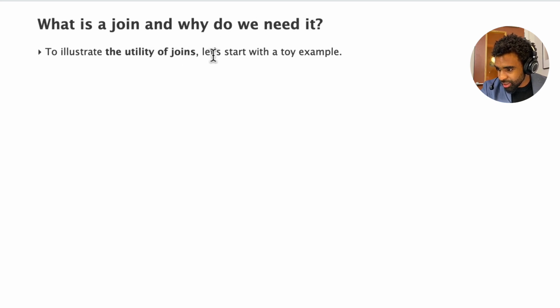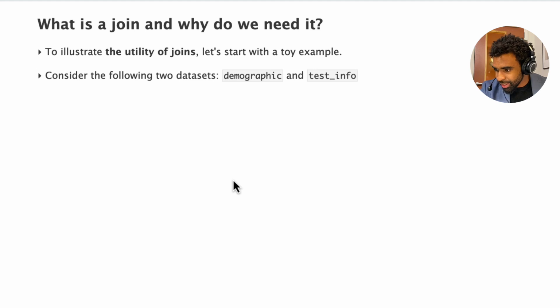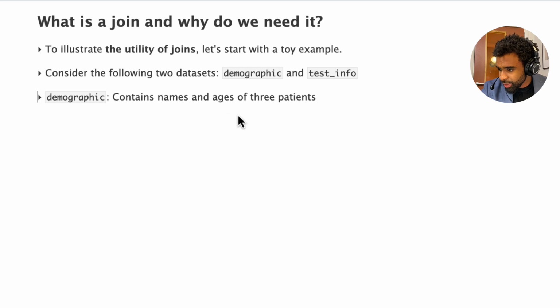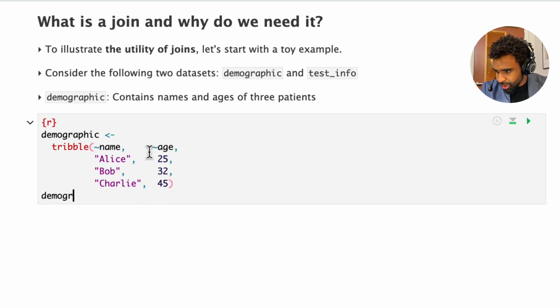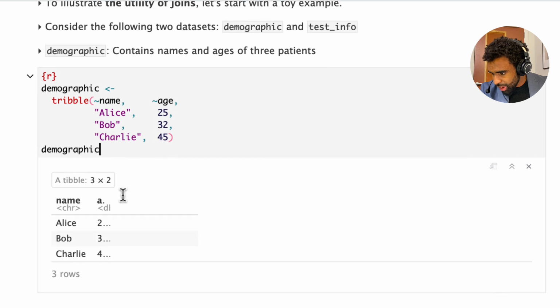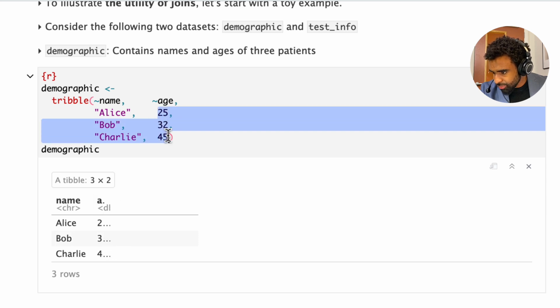To illustrate the usefulness of joins, we're going to start with a toy example, and we're going to use these toy examples a lot throughout this lesson. Consider the following two datasets, demographic and test info. Demographic is going to contain the names and ages of 3 theoretical patients, and we're going to define demographic using the tribble function from the tidyverse. Let's define demographic, and let's print that to see what it now looks like. As you can see, we have these 3 rows, Alice, Bob, and Charlie, the name and the ages. The age is abbreviated by the R Markdown here, but you can see the ages there, 25, 32, and 45.